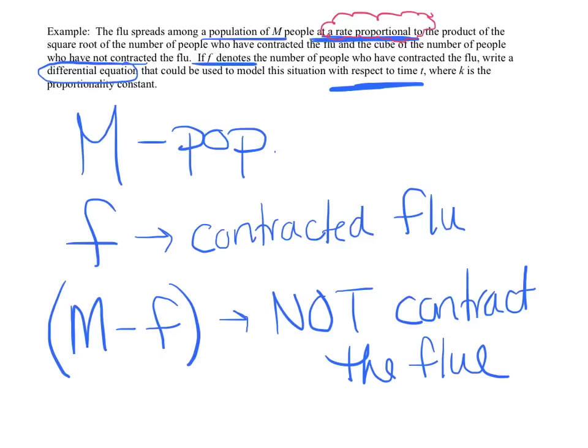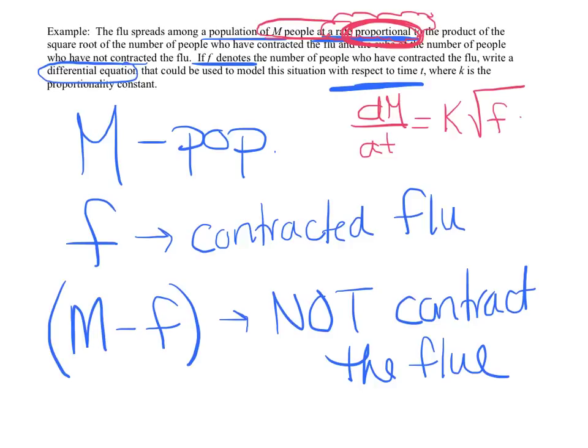So it says, the flu spreads among a population of m people at a rate. So I'm going to say that is dm dt. They told us with respect to time. Proportional, when you see that word proportional, that's equal to your K, your constant of proportionality. And here's what it's equal to. It says the product of the square root of the number of people who have contracted the flu. So I would say that's the square root of F. And the product of that and the cube of the number of people who have not contracted the flu. So M minus F cubed.